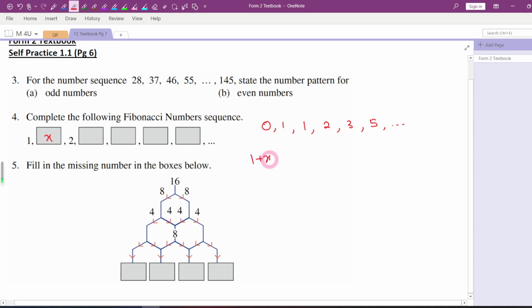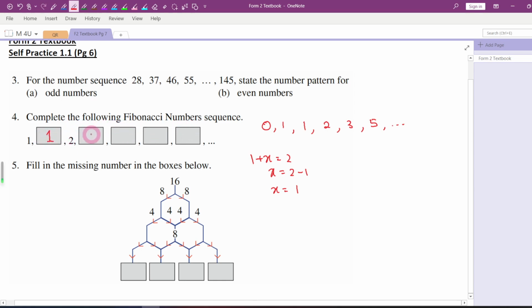1 plus x will be equal to 2. So x is equal to 2 minus 1. x is equal to 1, right? Okay, so now we got the answer. This is 1. The sum of these two terms is equal to this. So once you have completed this blank, the rest will be very easy for you.